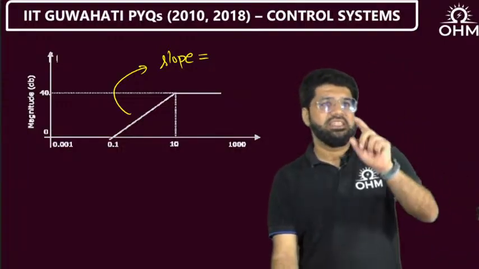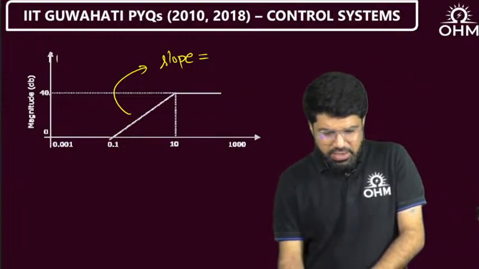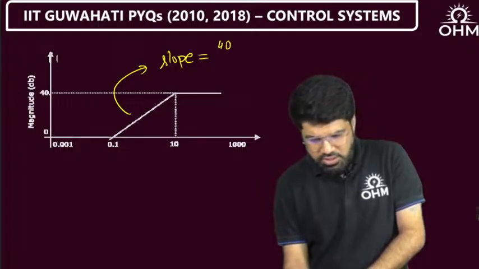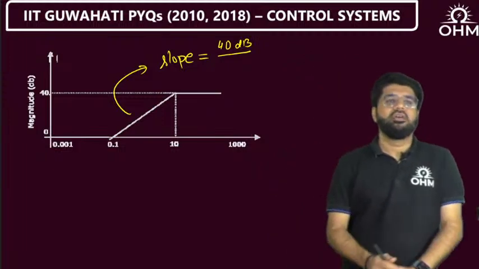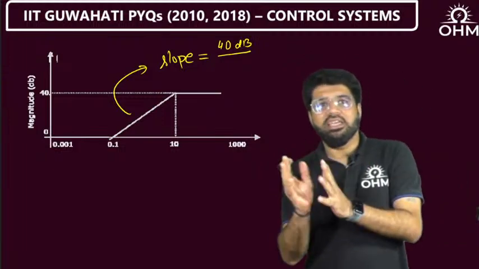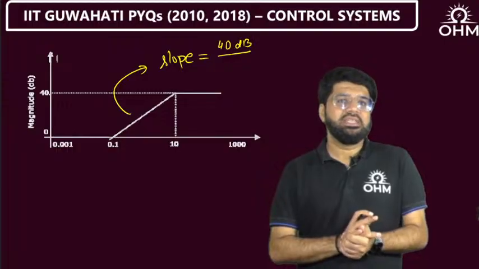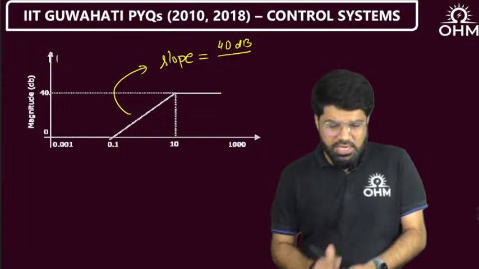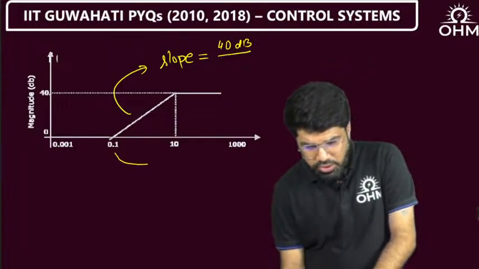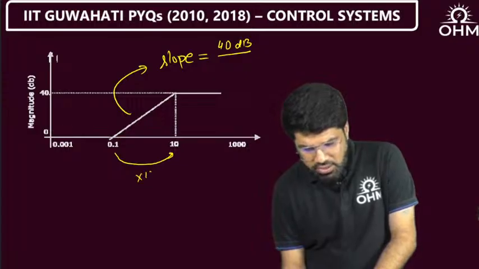You can check the change in the magnitude. The change in magnitude is 40 decibel, from 0 to 40. But what is the change in the frequency? And remember, it has to be logarithm scale. So what is the change in frequency? 0.1 to 10 is a factor of 100.